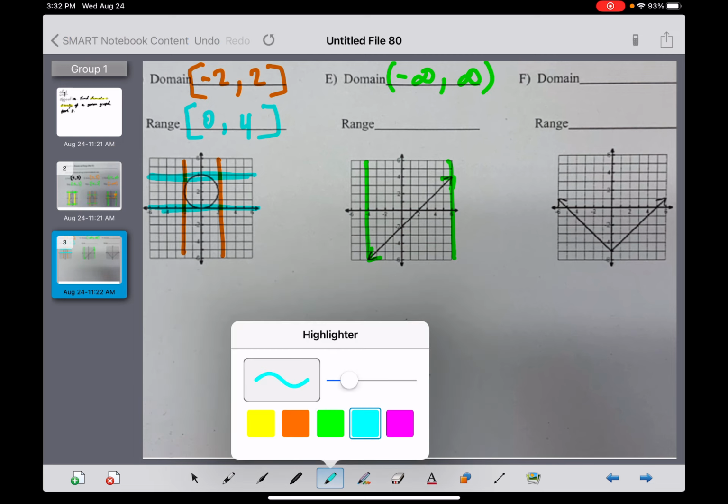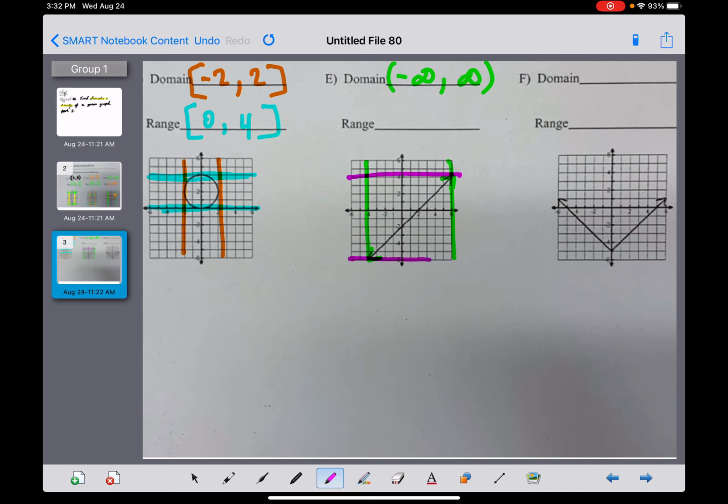And then for this one right here, it's the furthest to the top and bottom. At the bottom, right here it's an arrow, it keeps on going down, you see that? And then to the top it keeps on going up. So it's negative infinity and positive infinity as well. So for a line, the domain and range are the same.